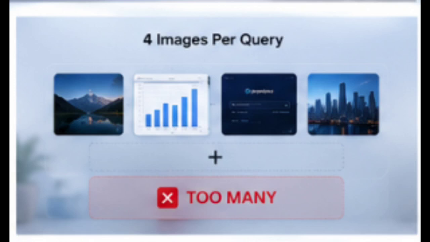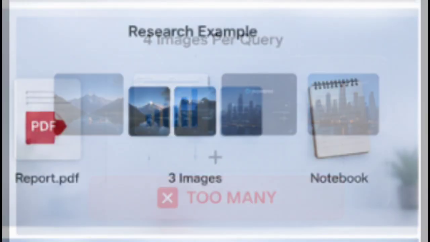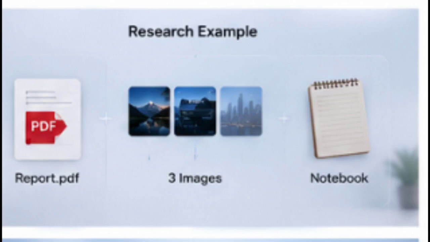But there's a catch most people miss. Images don't have their own separate bucket. They share a pool with regular file uploads. On the Pro plan, that pool is 10 files per prompt. So if you attach 4 images, you've already used 4 of your 10 available slots in that single message, leaving only 6 for documents, PDFs, or anything else you want to include in the same query.